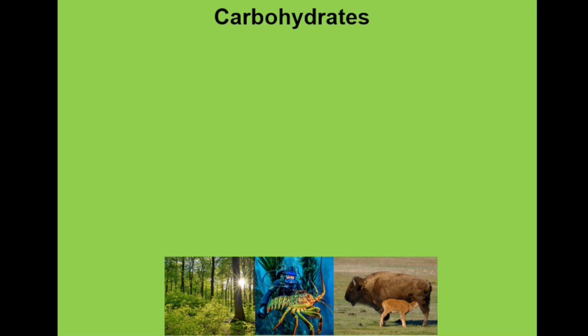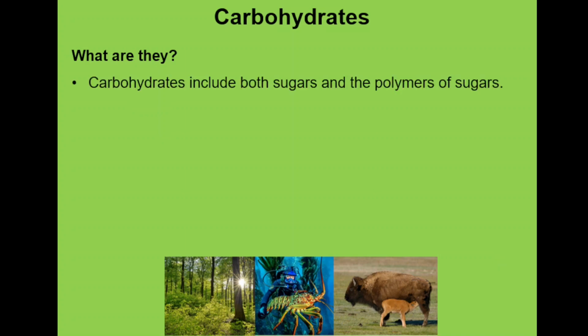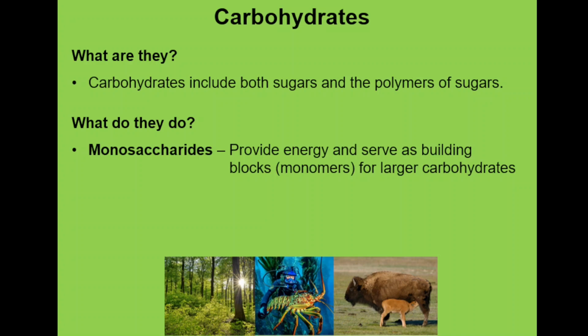So let's move on to carbohydrates then. You'll notice that I've done this in a different color so you can see whether the color coding works for you. So carbohydrates, what are they? Well, carbohydrates include both sugars and the polymers of sugars. What do they do? I've broken it down here into the three main groups, the mono, di, and polysaccharides.